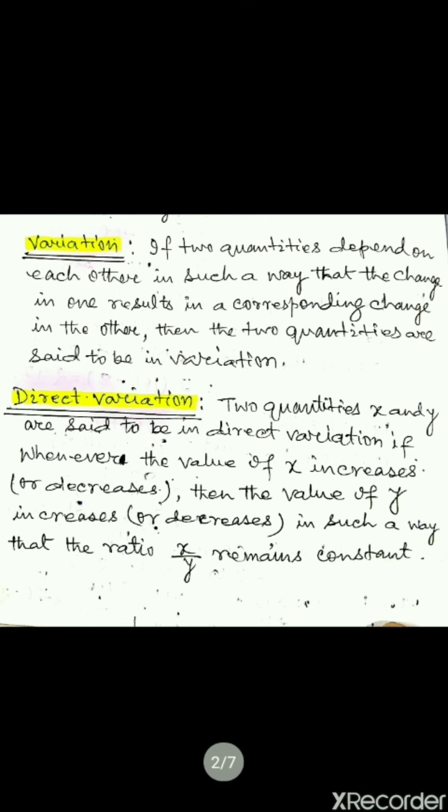Direct variation. Two quantities x and y are said to be in direct variation if whenever the value of x increases or decreases, the value of y increases or decreases in such a way that the ratio x by y remains constant. Thus, x and y are in direct variation if x by y equals k, where k is a constant. That is, x1 by y1 equals x2 by y2 equals x3 by y3 equals dot dot equals k.